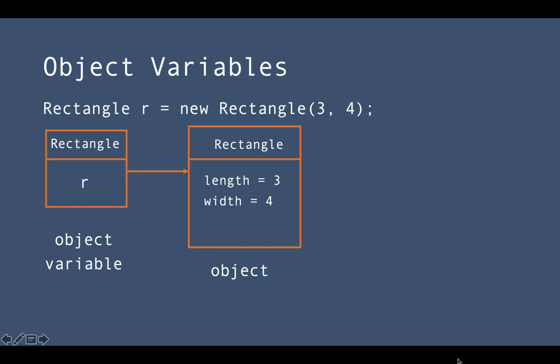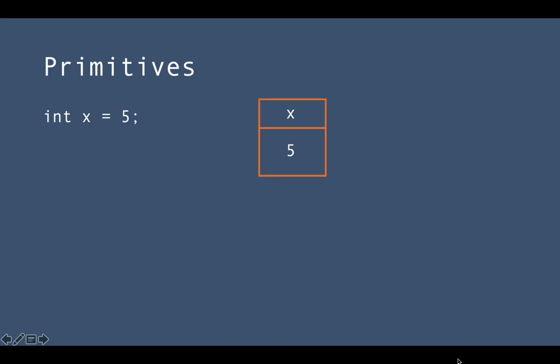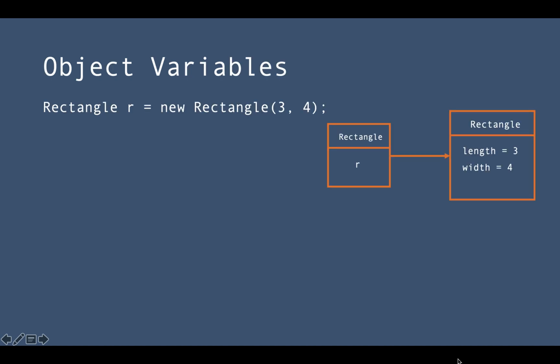Okay, so let's take this a step farther. All right, well, there we go. That's just our old primitive type. Let's now take it a step farther, right? So we've got our rectangle R. It's referring to an actual rectangle object. Okay, I'm now going to say Rectangle S equals R. What does this line of code do?